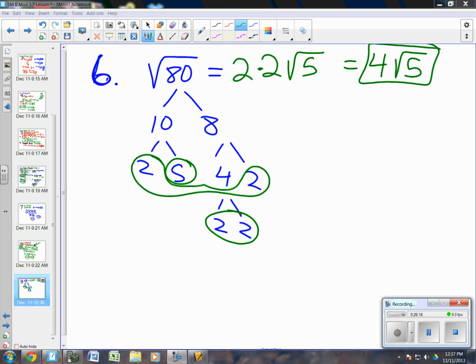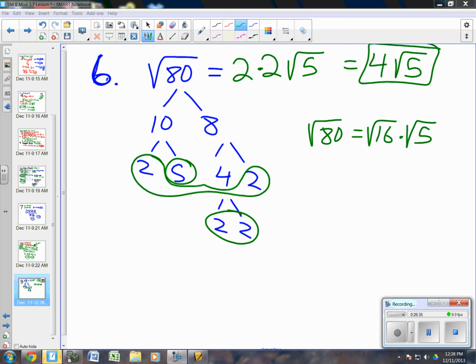I don't know if you guys notice this. Another way that breaks down is 16 times 5 is 80. What's the square root of 16? 4. So 4 square root 5. Do you see that? It's another way of looking at it. You can break square root of 80 into square root of 16 times square root of 5. This is the way I used to teach it.